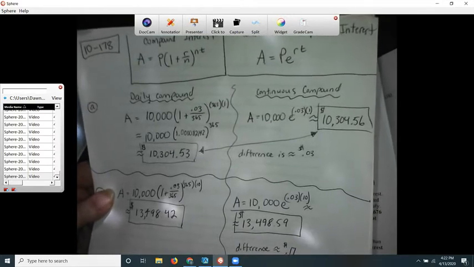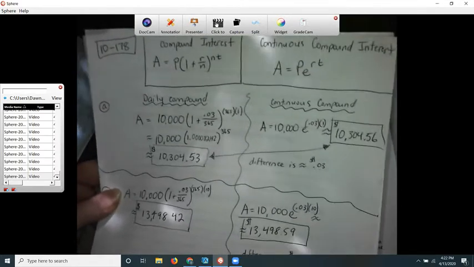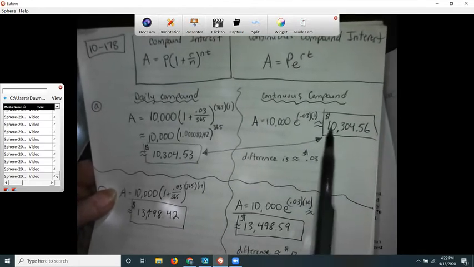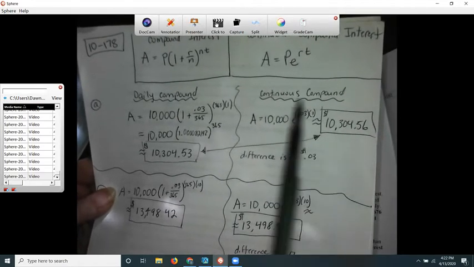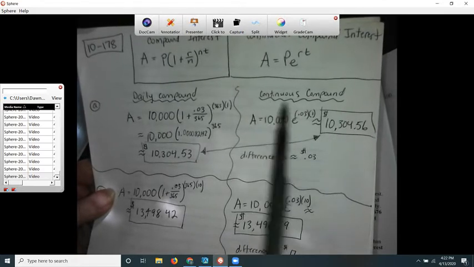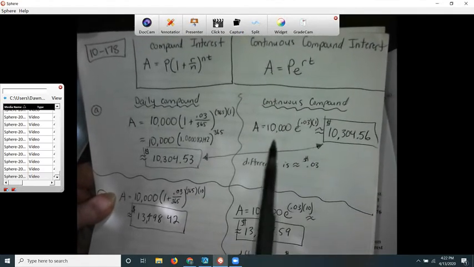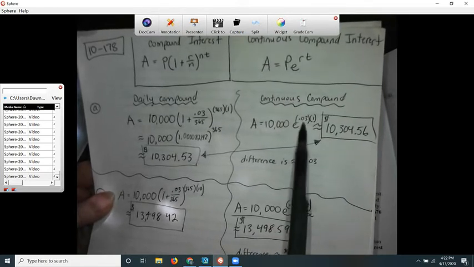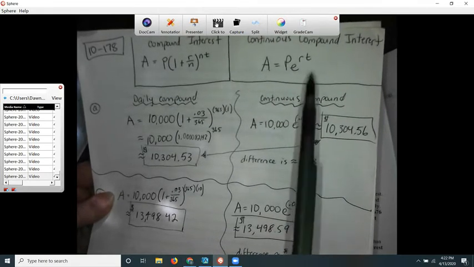So I think your book might be rounding. They don't show all their steps, so I'm not sure what they rounded to. Anyway, here's how you do it for continuous compound. You just plug in your 10,000, and then e, and then r is 0.03, t is 1.